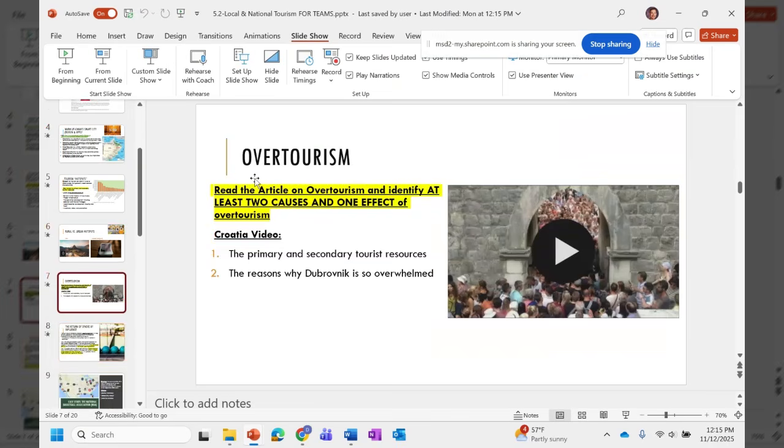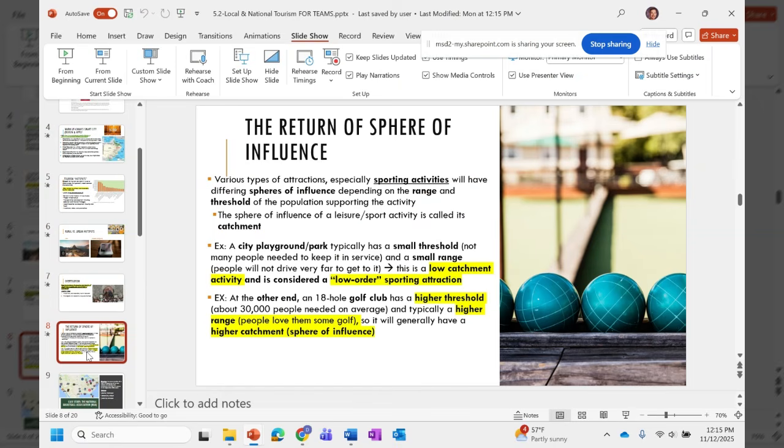We talked about a little bit of the issue of over-tourism, and there's an article on that. We talked a lot about over-tourism in 5.4 as well, with carrying capacity, things of that nature. Also talked about sphere of influence. We talked about that in urbanization in urban areas, but we also talked about it in tourist areas. So how do you decide what type of sphere of influence, how far out the catchment is going to be for that type of activity?